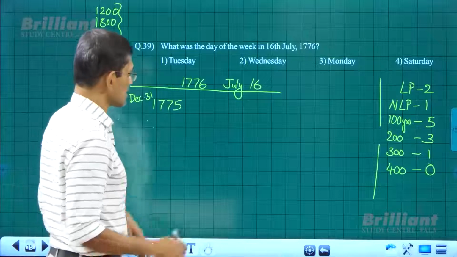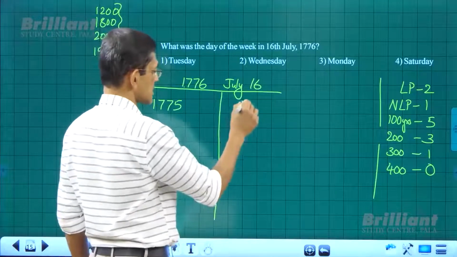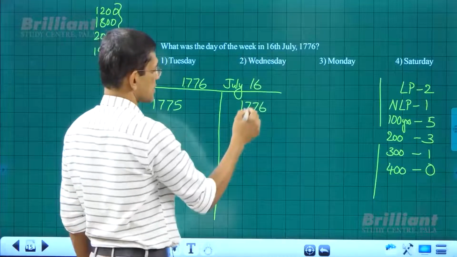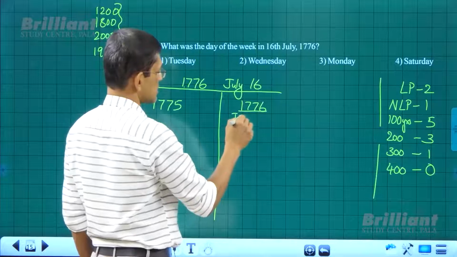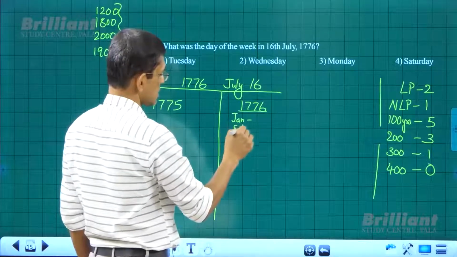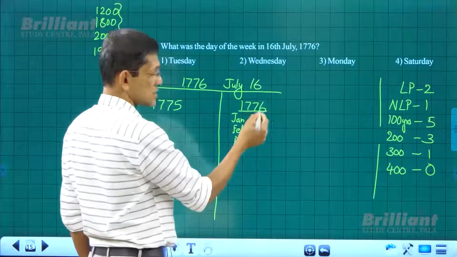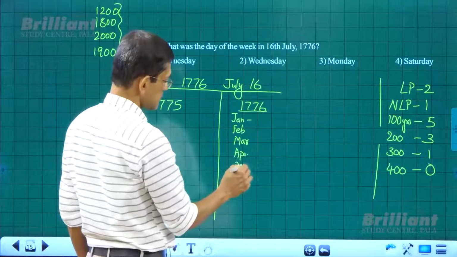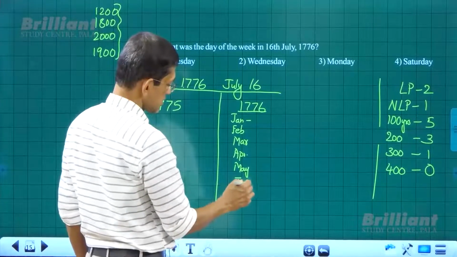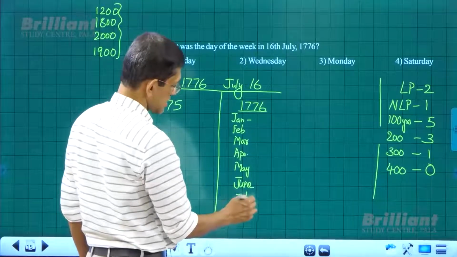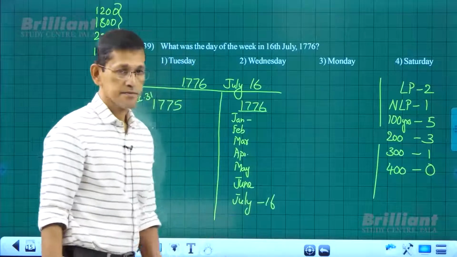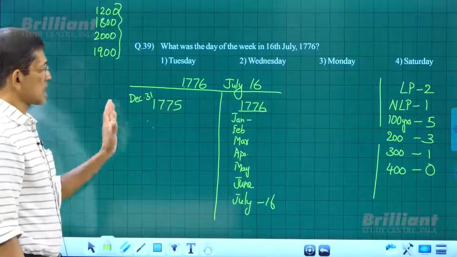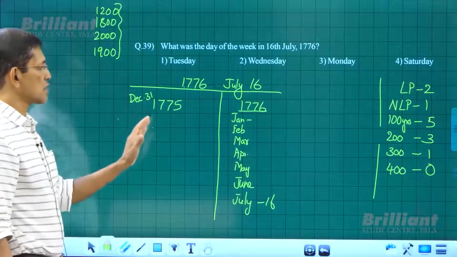After December 31st, 1775, what do you have? The next year is 1776. And in that year, 1776, we have up to the 16th of July. We start from January, February, March, April, May, June, and we have up to July 16. That's what it is. So first of all, we need to calculate how many years are completed: 1775 years complete. In 1775 years, how many odd days do you have?